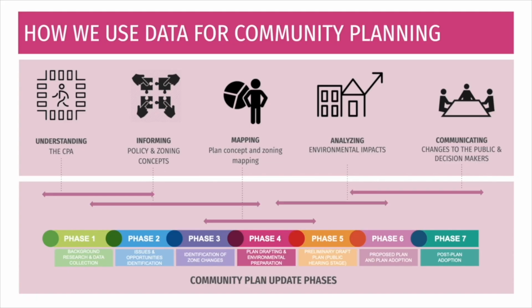As part of the community plan updates, we used GIS data at 5 key points throughout the update process. The first is understanding the community plan area, looking at features such as the existing building heights, existing uses on the ground, local and federal historic resources, and existing transit infrastructure.